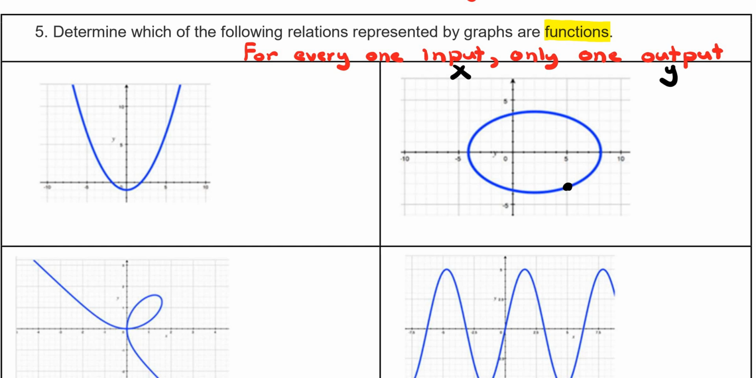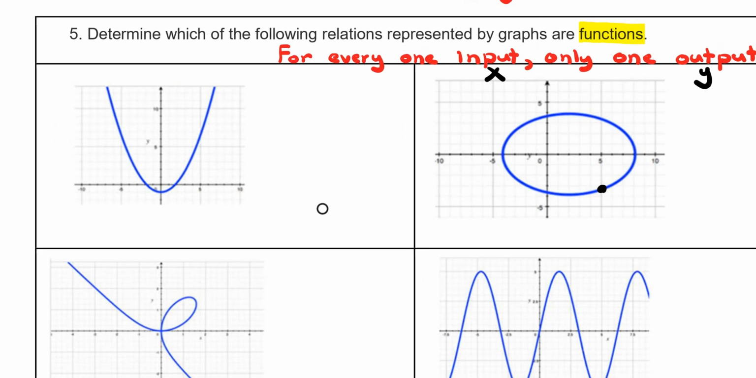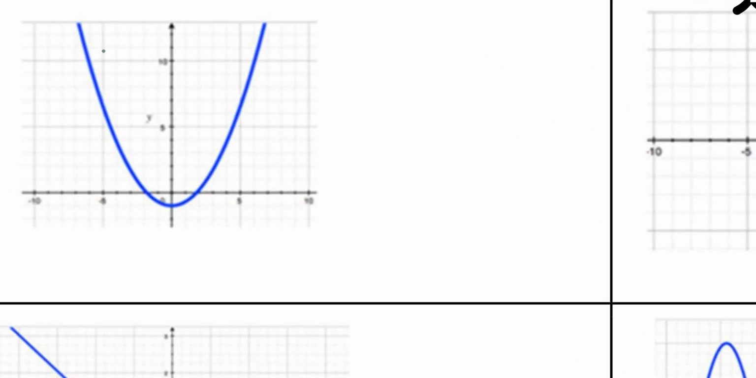Moving on to the next question, we need to determine which of the following relations represented by graphs are functions. And the definition that we use for a function in this course is that for every one input, there is only one output. Another way that we looked at this concept is by using the vertical line test. If I look at this very first graph right here, if I draw a vertical line through this graph, we notice that the green vertical line intersects the graph at one point only, right? So what that means is for every x value, there is only one y value. So this is a function.